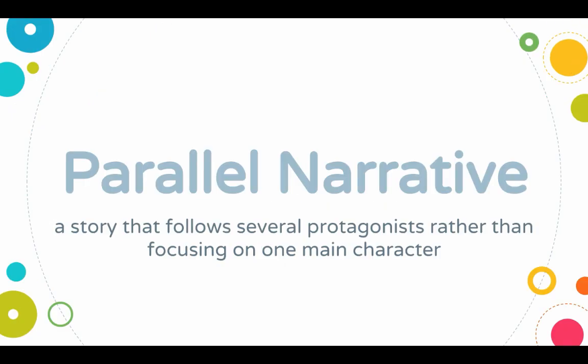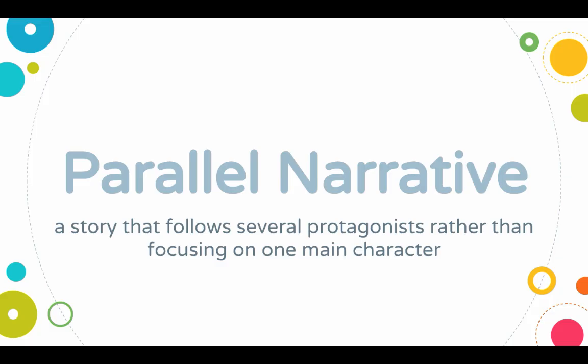A parallel narrative is a story that follows several protagonists rather than just focusing on one main character, and it can actually include many things. So sometimes it's having two seemingly unrelated plots throughout a book, perhaps every other chapter, that eventually will intertwine. That might sound familiar to some of you reading your dystopian novels.